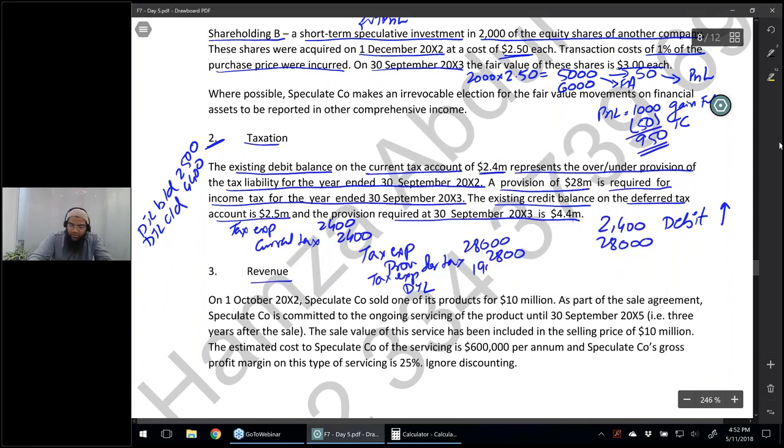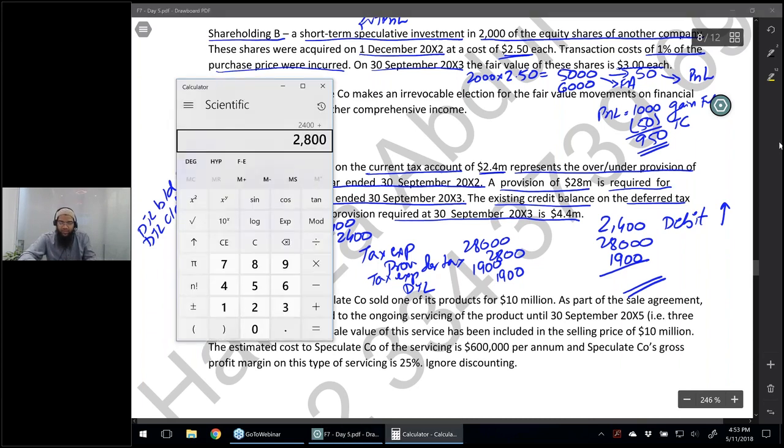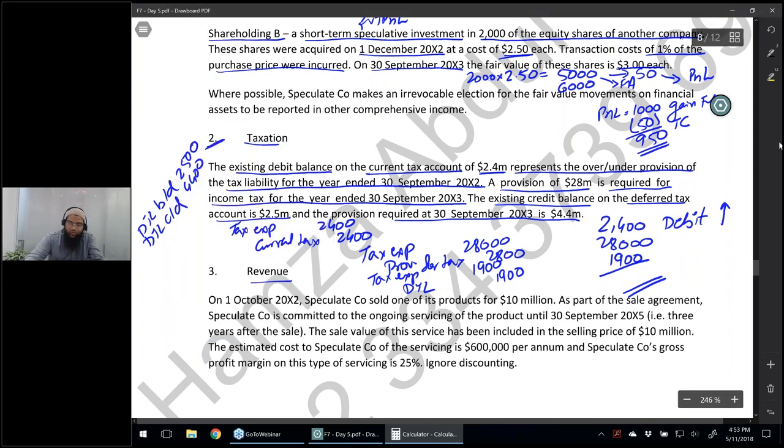1,900. So the tax expense will be further increased by 1,900, and the total is going to be 2,400 plus 28,000 plus 1,900, which is going to be 32,300. So this is the total of the tax expense. Let's move on to the answer options and see if one option is there. Yes, 32,300 is the right answer.